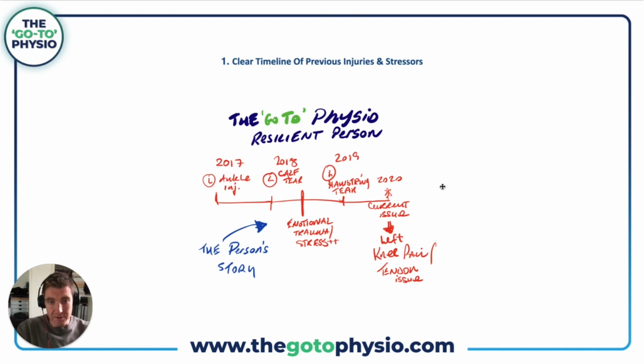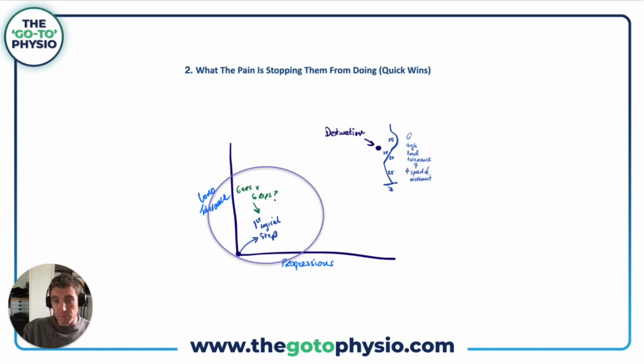So getting a clear timeline of previous injuries can allow you to get a clear gauge of, or maybe some explanation of why the person has a pain experience now, or what may have contributed to that pain experience. And again, if you think that some of these injuries have contributed to the pain experience, then that's going to be something we're going to have to take care of in our rehabilitation program.